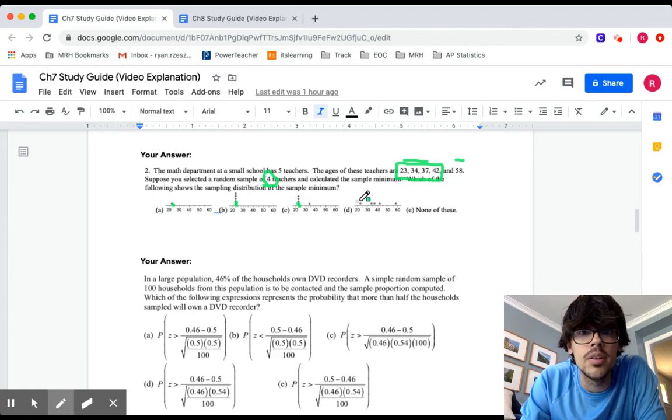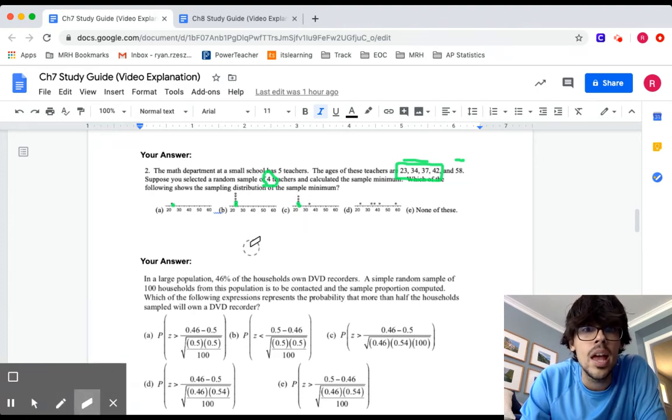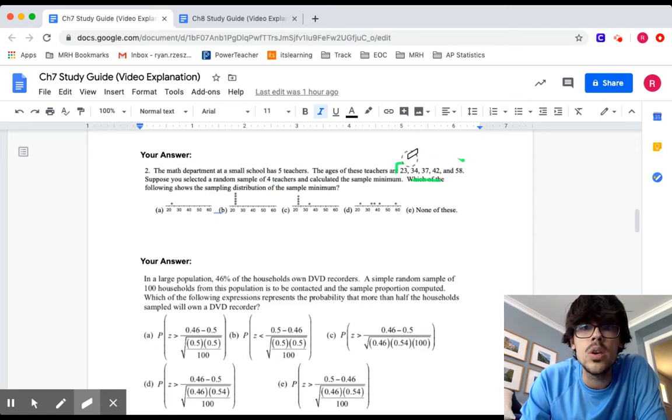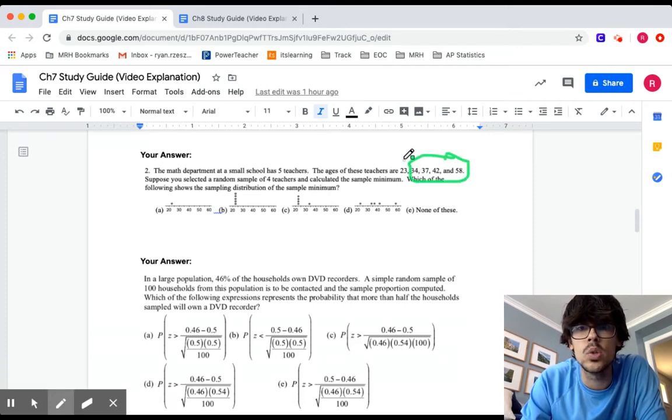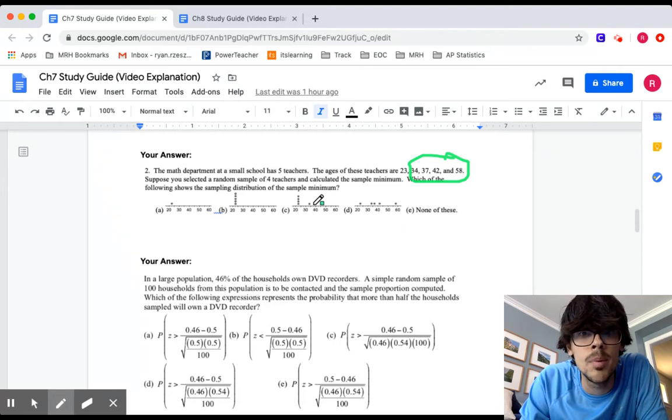So I'd have another dot at 23, and so on. I would do that for every combo possible. The only time my minimum will not be 23 is, let's say I picked these 4 as my random sample, where the 23 was not included. Well, now my minimum is going to be a 34. So the correct answer is going to be choice C.